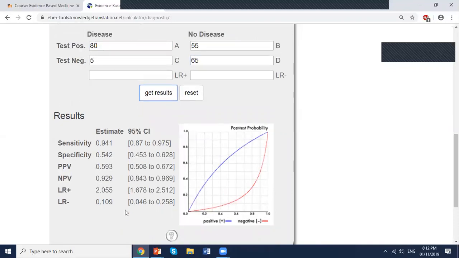Sensitivity, 94%. Specificity, 54%. Positive predictive value, 55%. NPV, 93%. Positive likelihood ratio, about 2. Negative likelihood ratio, about 0.1.